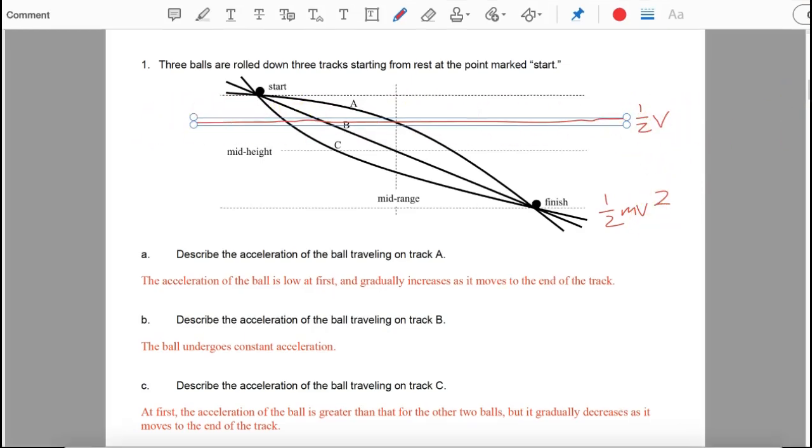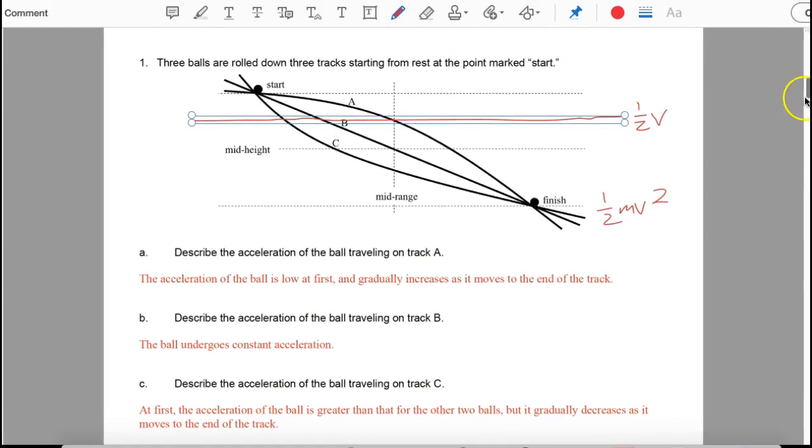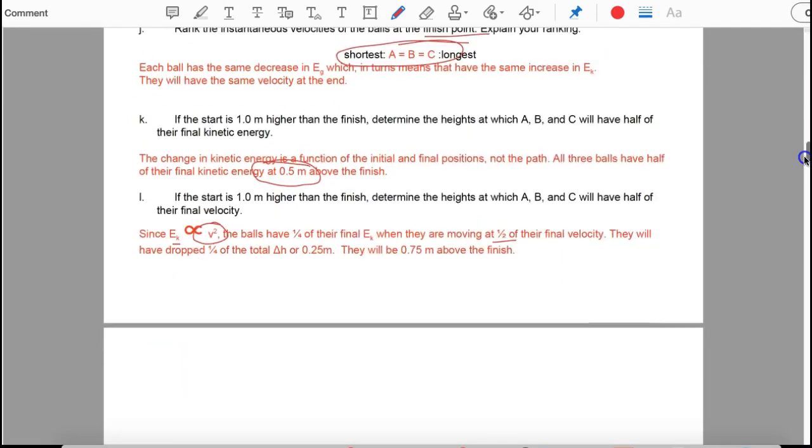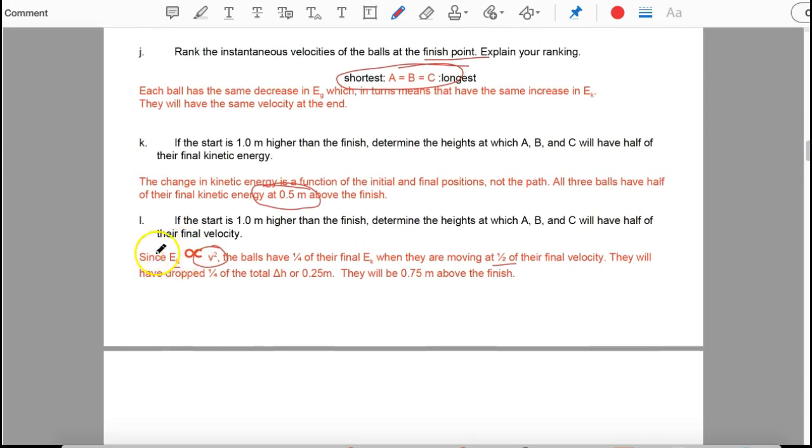Okay, so we'll move back down to where the question is, and because the kinetic energy is proportional to the velocity squared, the balls have 1/4 of their final kinetic energy when they're moving at 1/2 of their velocity. Alrighty? So that is kind of what you'll see.